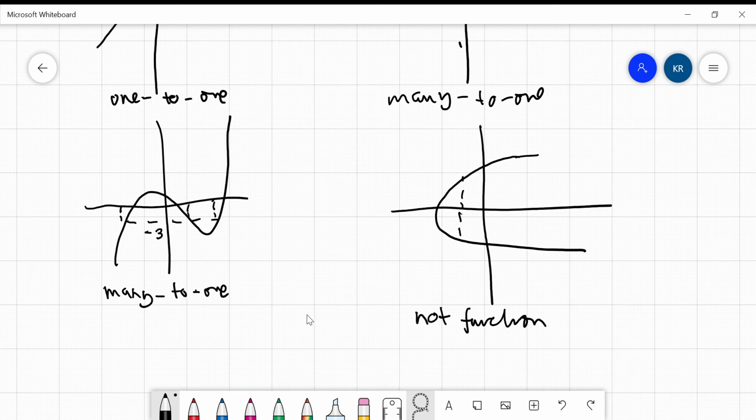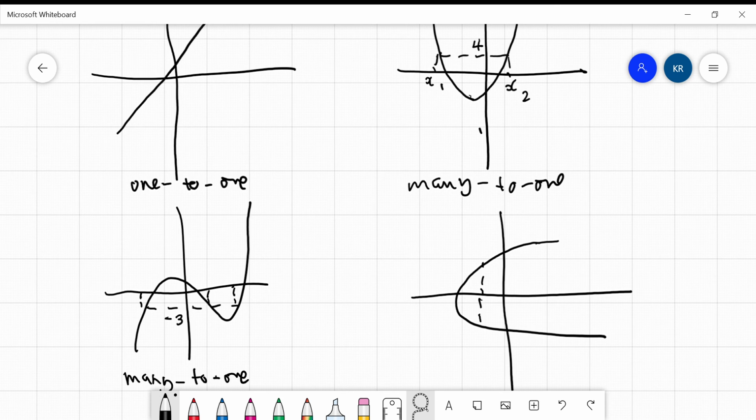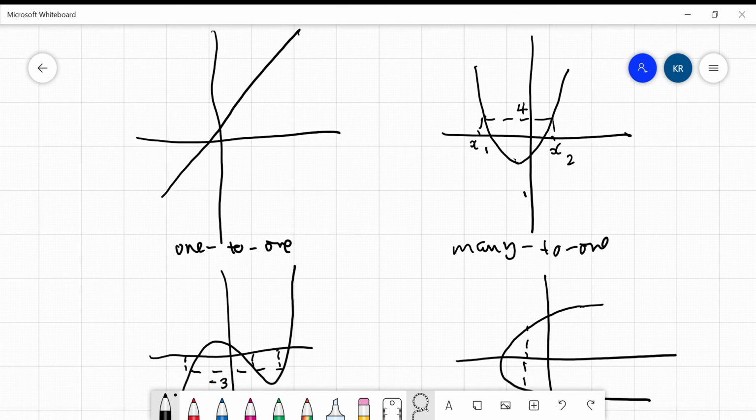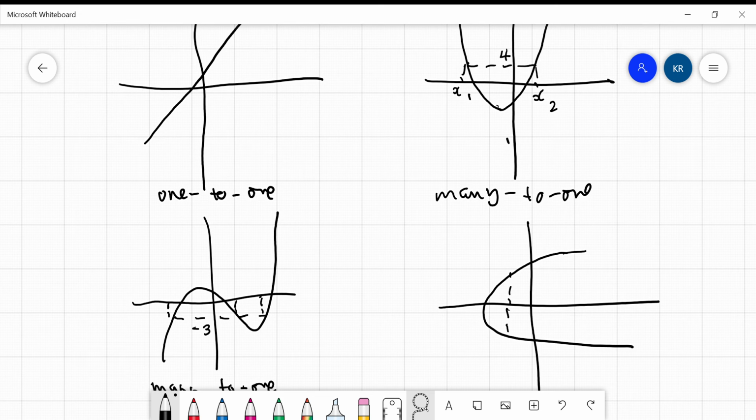So whenever you see a graph, you just select a specific point, suppose y, and draw a horizontal line, and see how many points it crosses. If it crosses multiple points, then that will mean it's a many-to-one function. If it only crosses one point, that means it's a one-to-one function. And then to decide if it is a function or not, you draw a vertical line at some point. As long as that vertical line does not cross two points, that is a function.